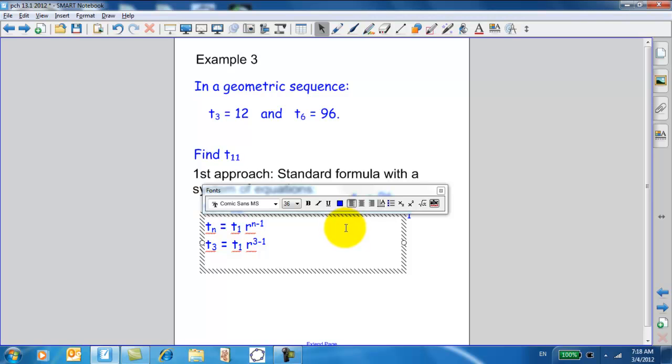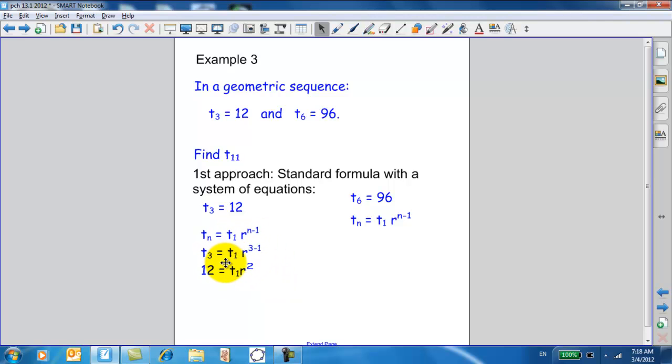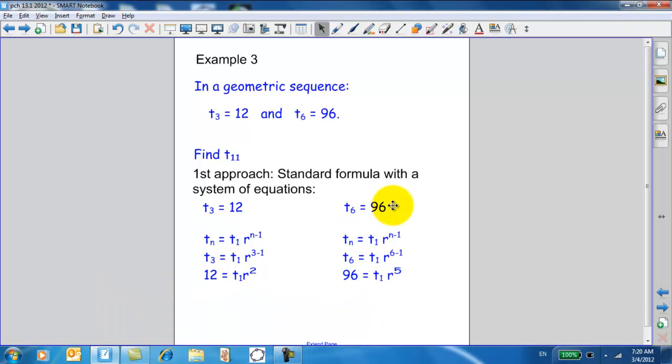So we end up with t sub 3, which we know is 12, equals t sub 1 times r to the second. Okay, that's how I get one equation. I'm going to do something similar now with t sub 6 and 96. Here's t sub 6 equals 96, and we get 96 equals t sub 1 times r to the fifth. So this is what I was talking about. We've created two equations and two unknowns. We should be able to solve for t sub 1 and r at this point. And there's a nice little trick you can do just by taking the ratio of these two equations. Take this equation over this equation. I'll show you on the next page.